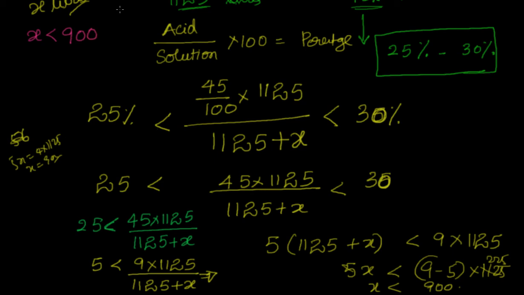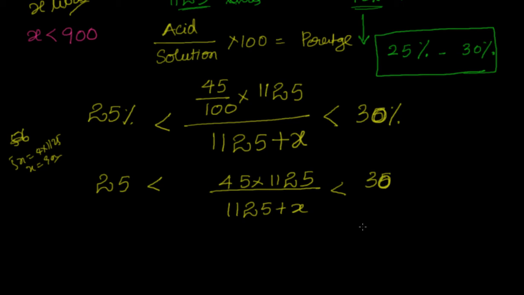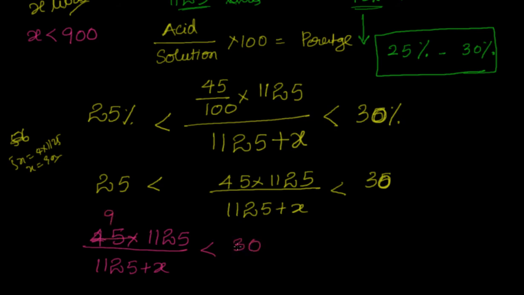So we got one criterion, that the value of x should be less than 900. Now let us take the second inequation, that is 45 into 1125 by 1125 plus x should be less than 30. I can divide by 5, 5 nines, 5 sixes. This becomes 9 into 1125, actually less than 6 into 1125 plus 6 into x.